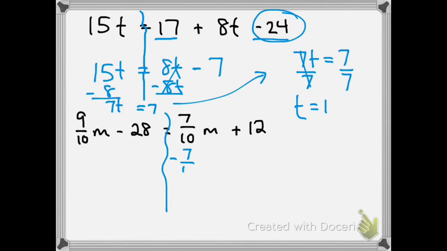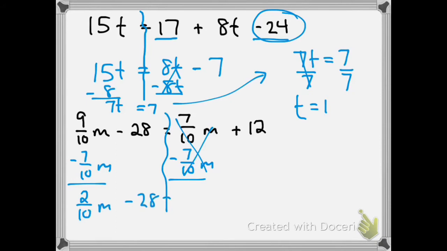So we're going to subtract the 7 tenths m, canceling it out. We'll bring it over here. All right, since the signs are different, we are going to subtract. So we have 2 over 10 m, which we know we could reduce, but we're not going to worry about that just yet. All right, now I don't really have much of a choice. I've got to bring this 28 over to the other side. So I do that by adding 28.